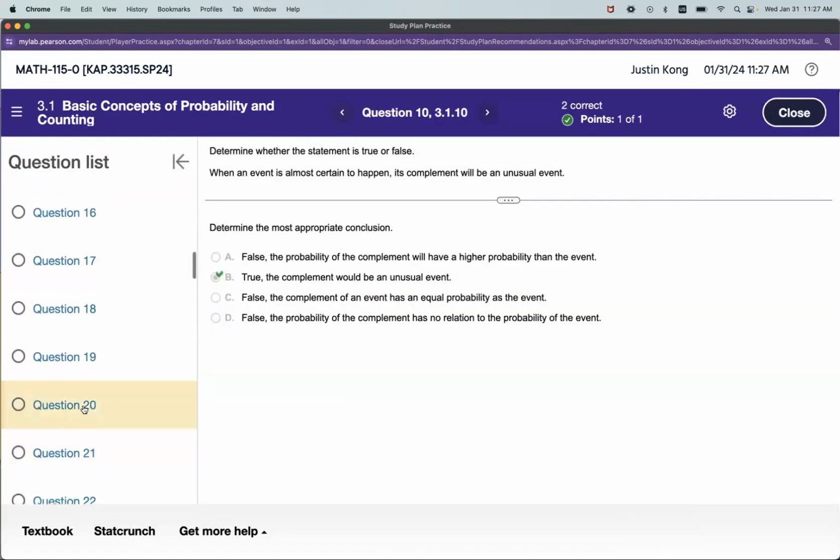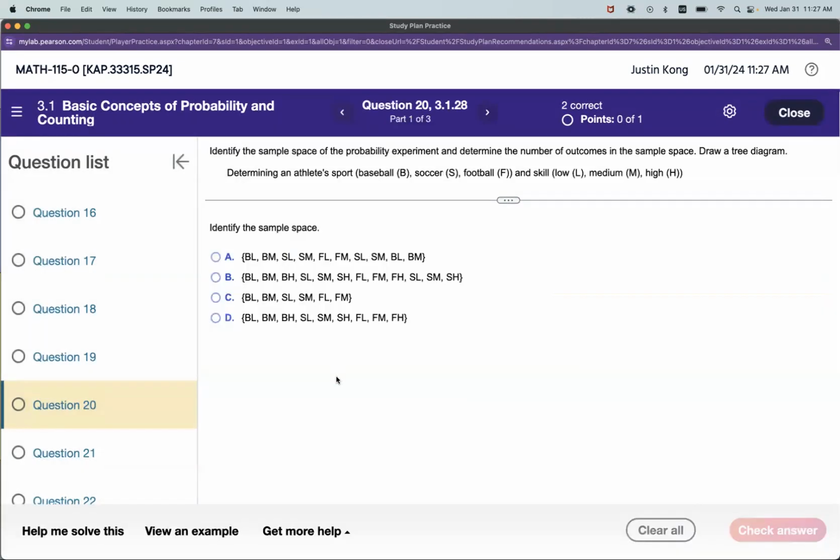Okay, number 20. Identify the sample space of the probability experiment and determine the number of outcomes in the sample space. Draw a tree diagram. Okay, that's a good question. Determining athlete sport: you have baseball, soccer, football. That's 1, 2, 3. And skill level: low, medium, high. The sample space is all the different combinations, right? So you should have 9. It's a 3 by 3, right?